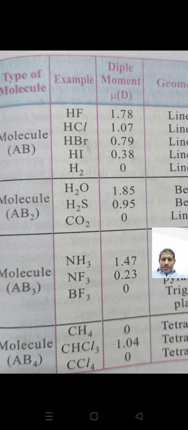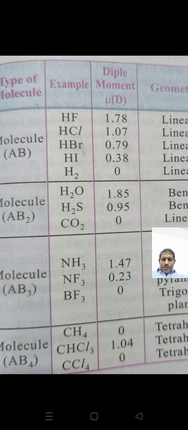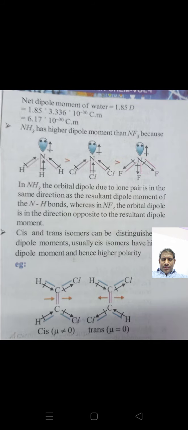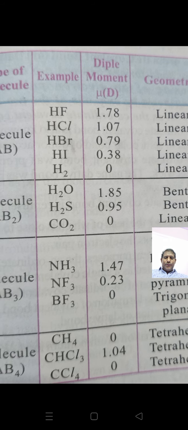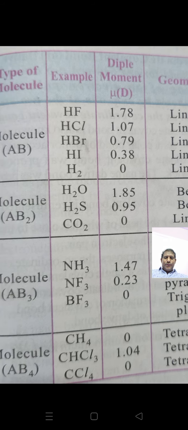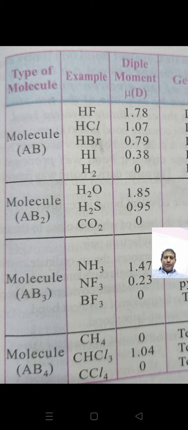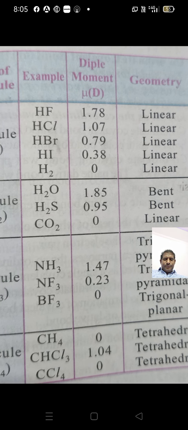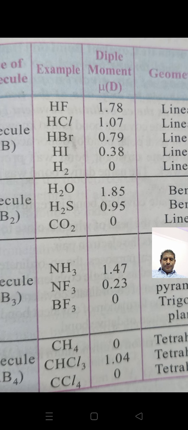For example, AB type molecules, such as hydrogen fluoride, are linear in shape. HF bond dipole 1.78, hydrogen chloride bond dipole 1.07, hydrogen bromide bond dipole 0.79, hydrogen iodide bond dipole 0.38, H2 molecule bond dipole 0. H2O molecule, for example, is an AB2 molecule. You see the diagram, the bond dipole moments of the molecules. Okay, thank you.